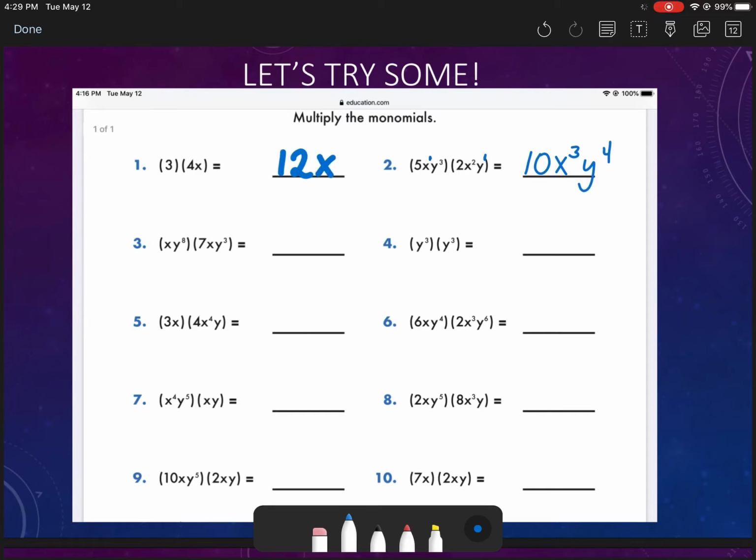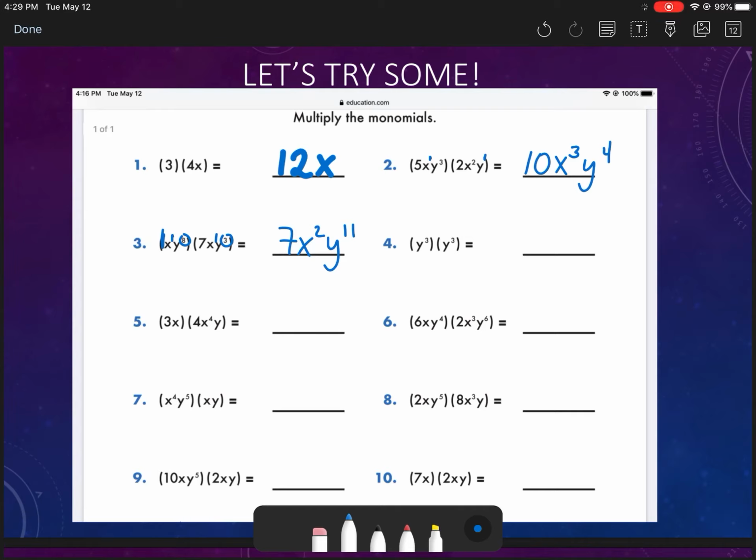Next one here we have 1xy to the eighth. Now that coefficient in the first one is a 1. I'm just going to put it in. So now I know I have to multiply 1 and 7 to give me 7. Okay, x to the first, adding exponents gives me x to the second, y to the eighth, y to the third, y to the 11th.